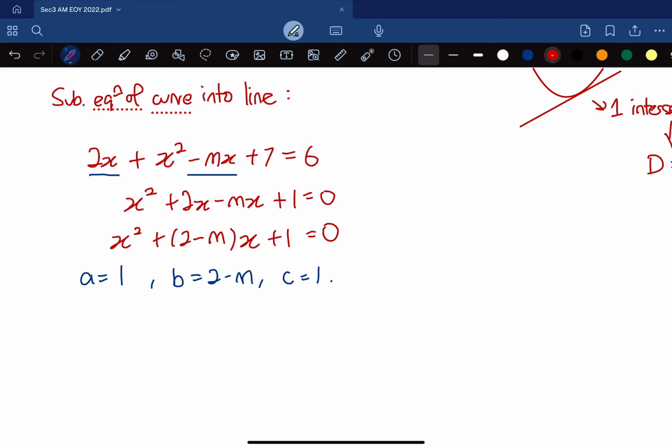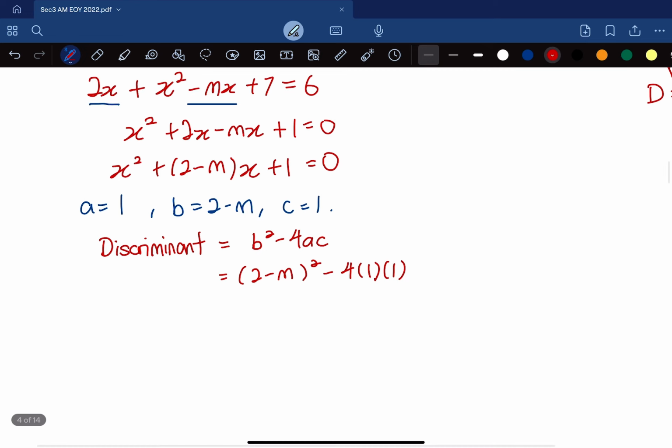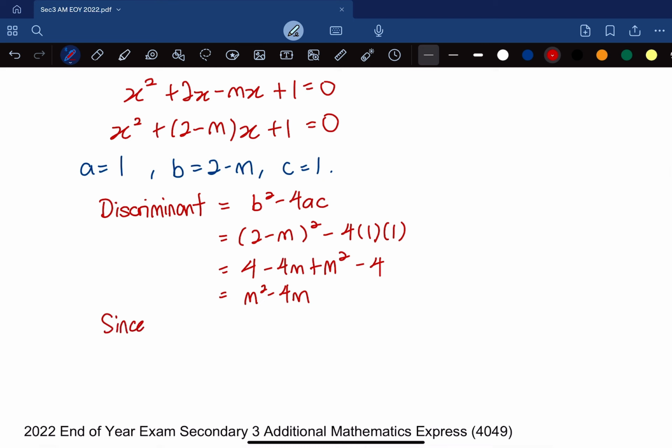So therefore, the discriminant in this case is always b squared minus 4ac. I can substitute in 2 minus m, the whole thing squared, minus 4 times 1 times 1. Then you can simplify everything by expanding this bracket: 4 minus 4m plus m squared minus 4. I'll have m squared minus 4m. Since the discriminant must be equal to 0, this tells us that m squared minus 4m must be equal to 0.